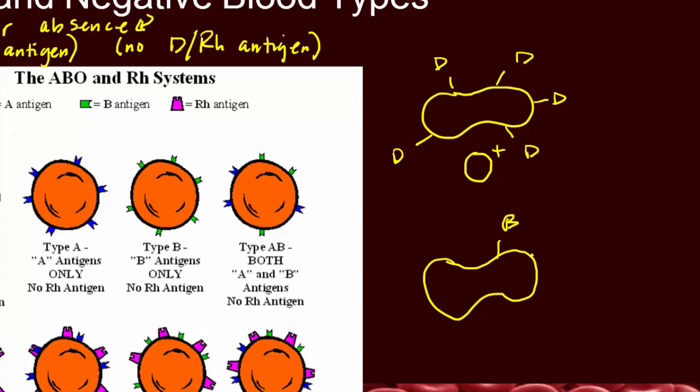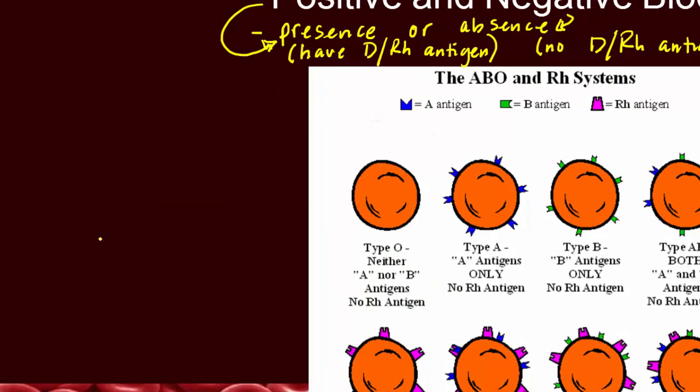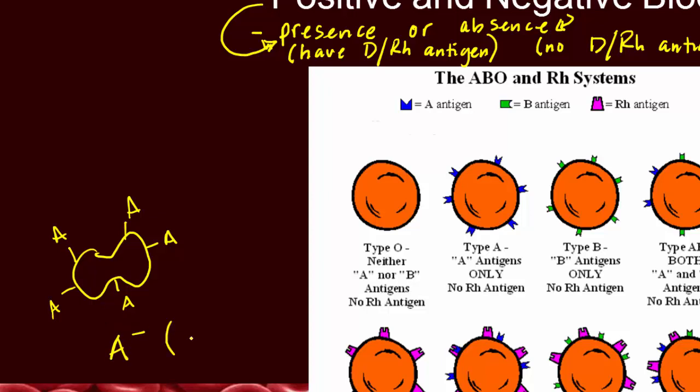All right, if we have B surface antigens and we have D surface antigens, this tells us that the blood type is B positive. Okay, if we have just A surface antigens on a cell, this indicates that the blood type is A negative. Why is it negative? Because we have no D antigens. Okay, no D antigens, it's a negative blood type.